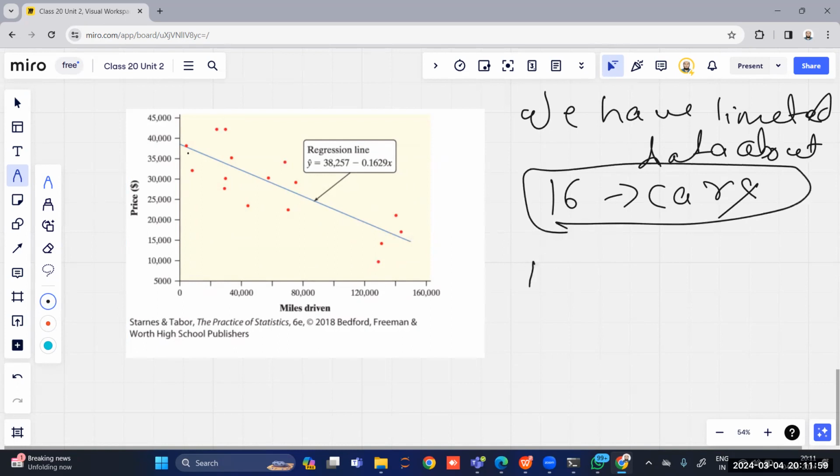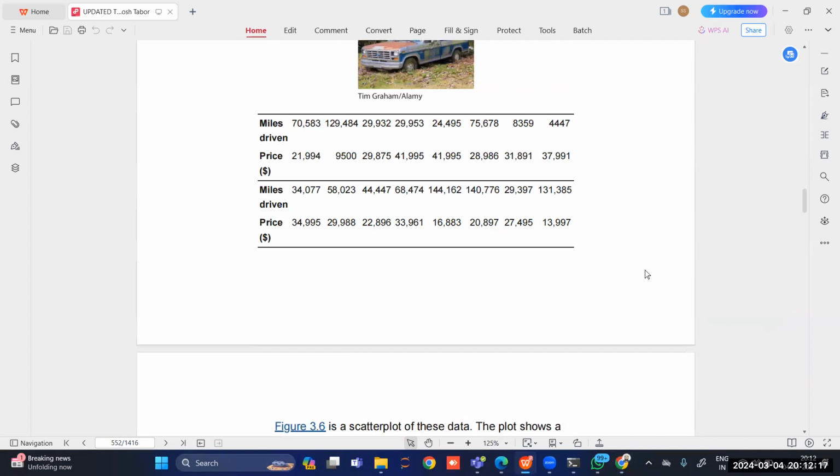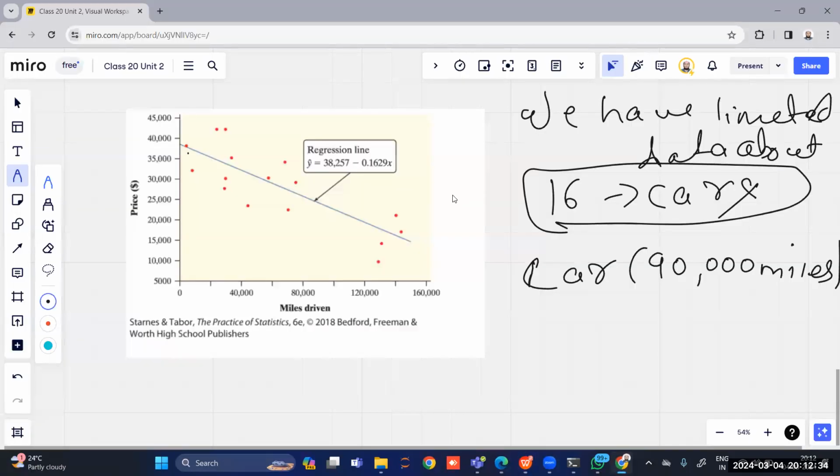Now, suppose a car comes and it has been driven, I'll take it as 90,000 miles. Can you see, in the data, is there a point where the car has been driven exactly 90,000 miles? Here 70 is there, 1 lakh 29 is there, 24, 75, 83, 34, 58 are there, but no 90. Am I correct?